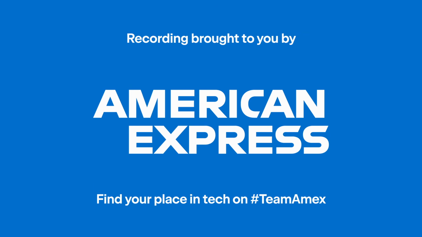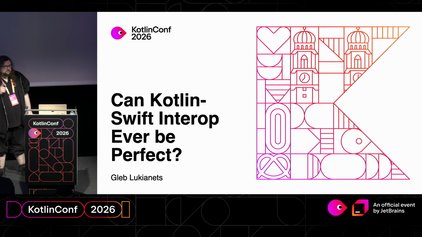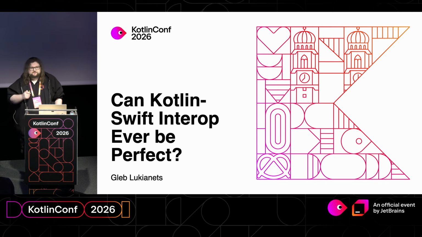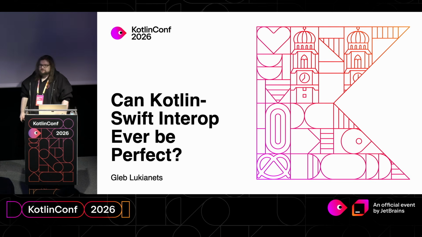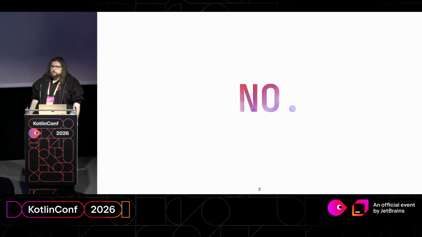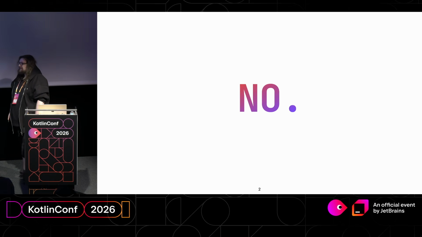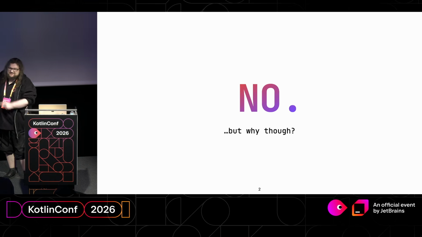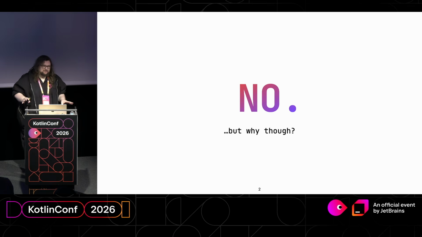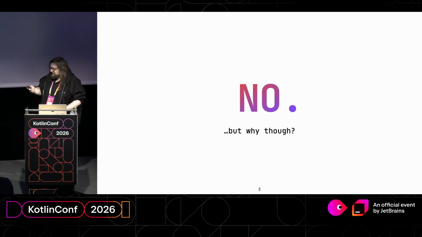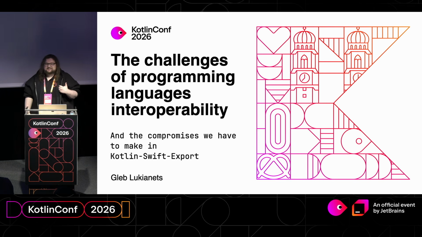So let's start. And the question of today is, can Kotlin Swift Interop ever be perfect? The answer is no. But why though? If that's all you wanted to know, you're basically free to go. If not, let's talk about why.